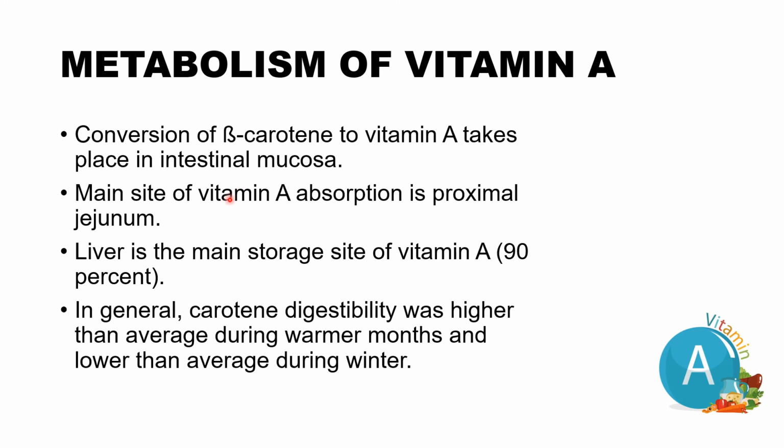So, the main site naman ng vitamin A absorption is in the proximal jejunum. And as with all of the fat-soluble vitamins, yung vitamin A, it is also stored in the liver. And in general, yung carotene na kinakain ng mga animal, the carotene digestibility will be higher during yung warmer months and then lower than average during winter. So meaning, mas maganda yung pag-digest, metabolize ng beta-carotene into vitamin A during warmer months when compared to the colder months or during winter.